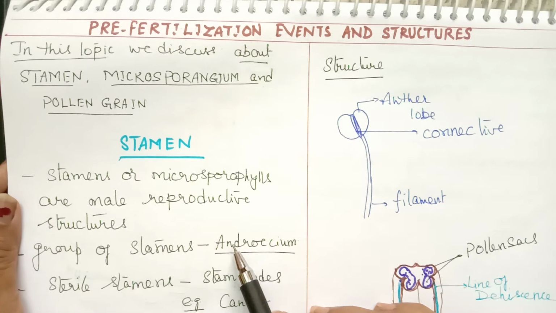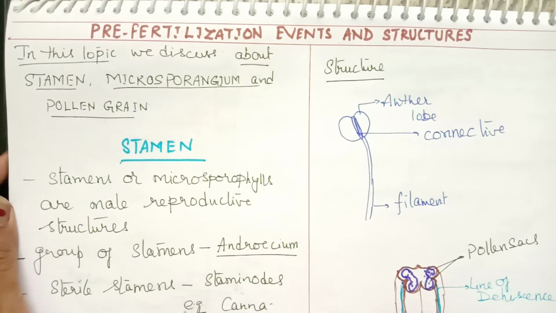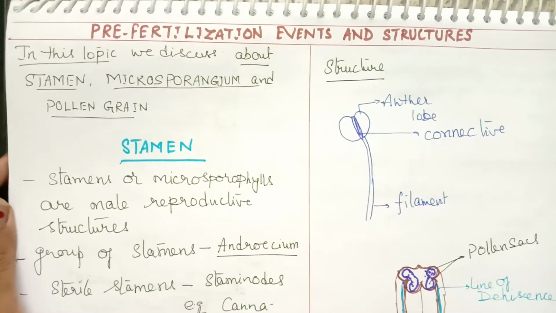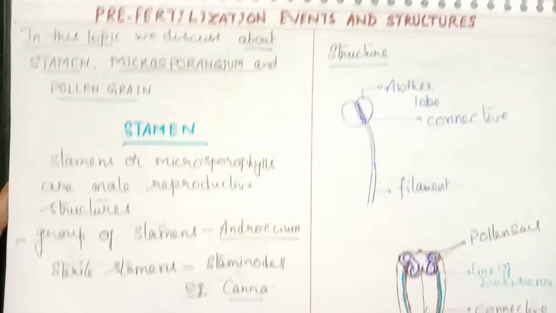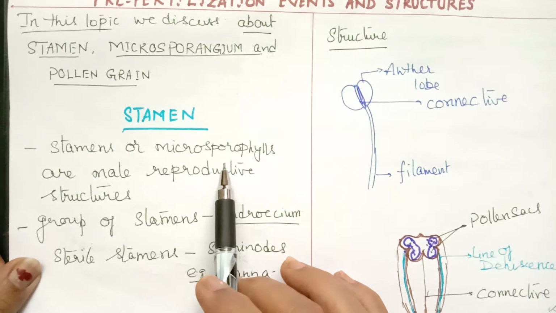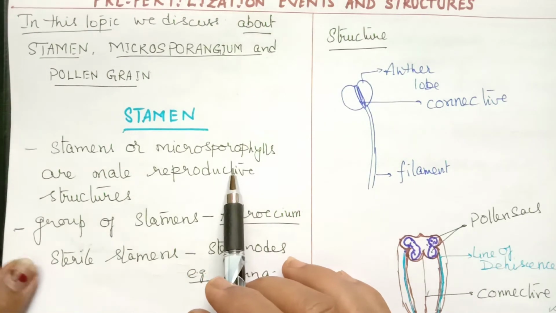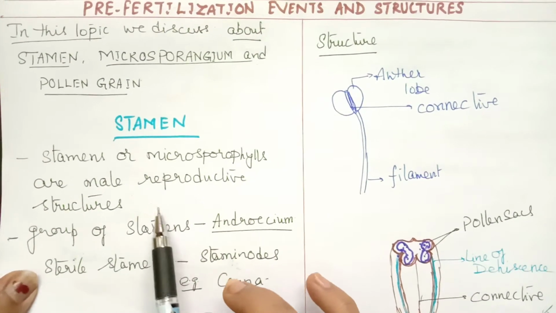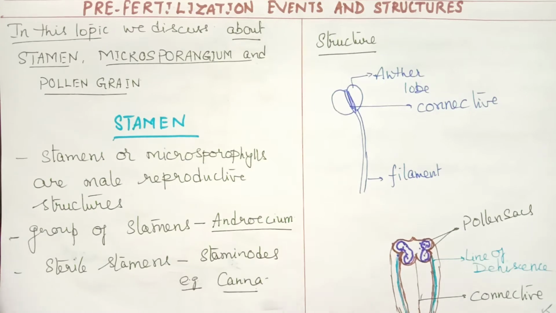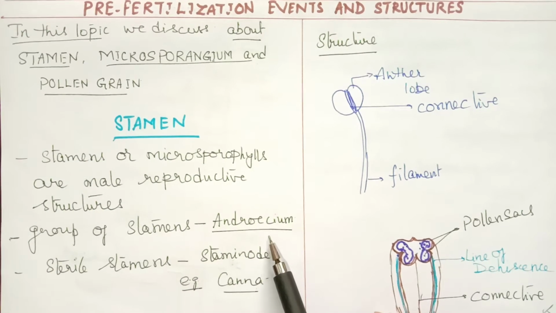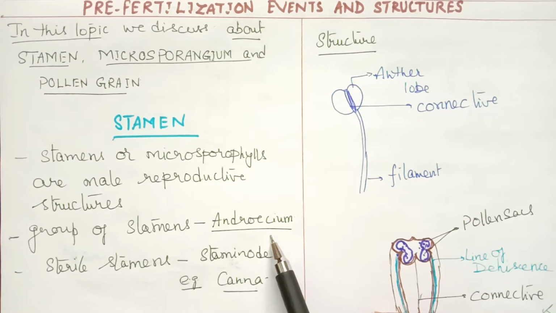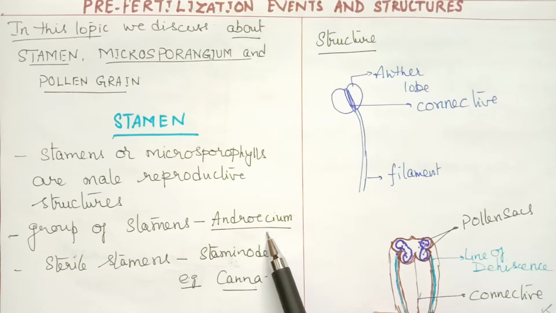So, now let us start with what is a stamen and structure of stamen. Stamens are called microsporophylls, and these are the male reproductive structures, and a group of stamens we call androecium. Androecium indicates the group of stamens and they form the third whorl of the thalamus.